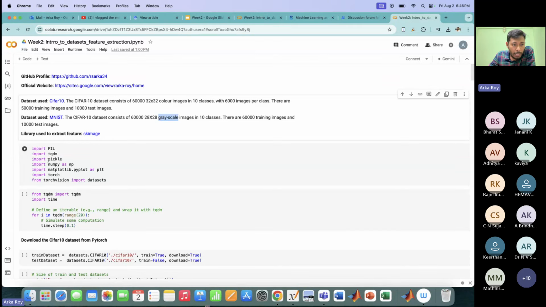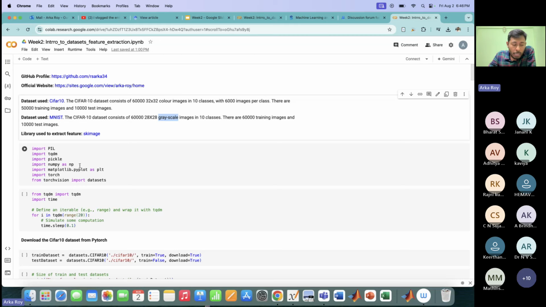Then we have import pickle. Pickle is basically a library by which you can store the data. Let's say you have extracted n number of features, and if you want to store that data, you can use the pickle library. You can store that data and you can download that particular file as well using the pickle library.